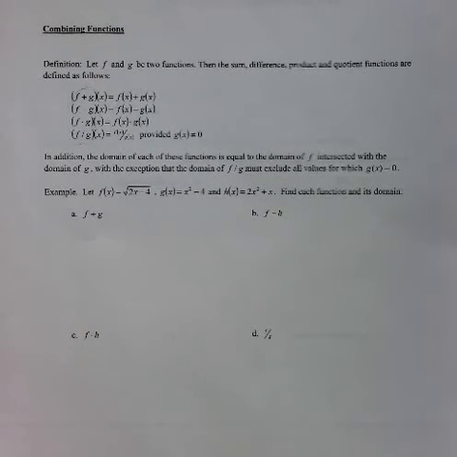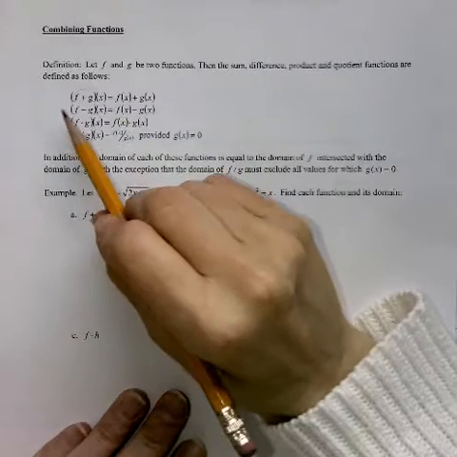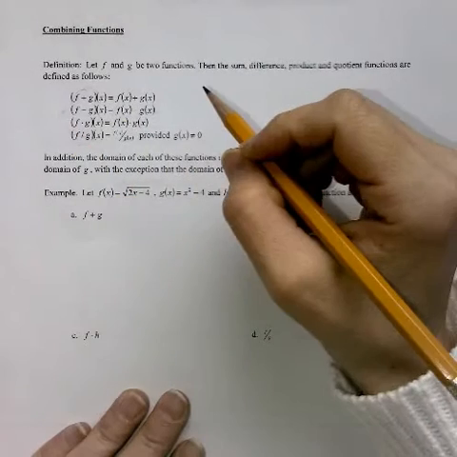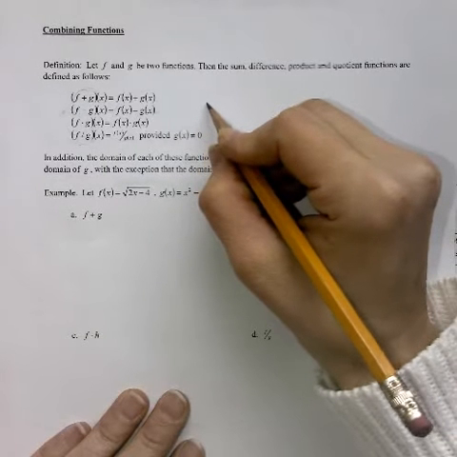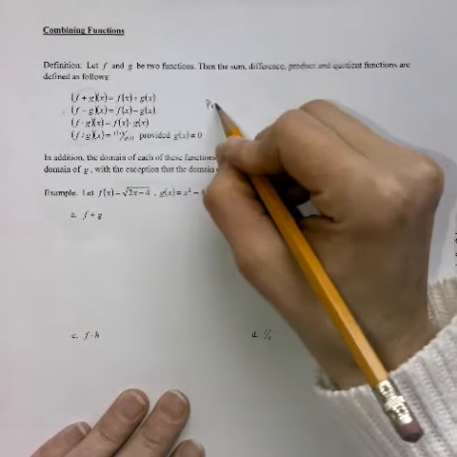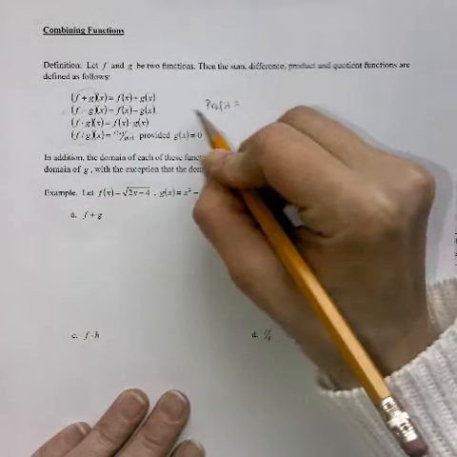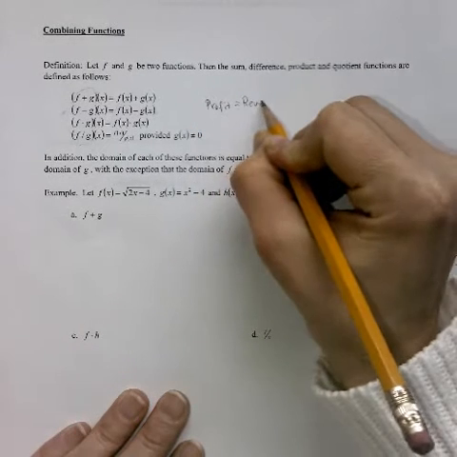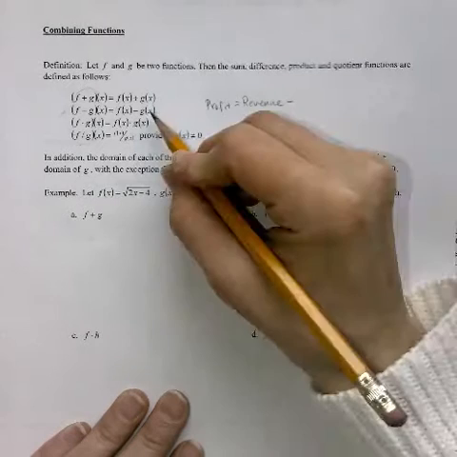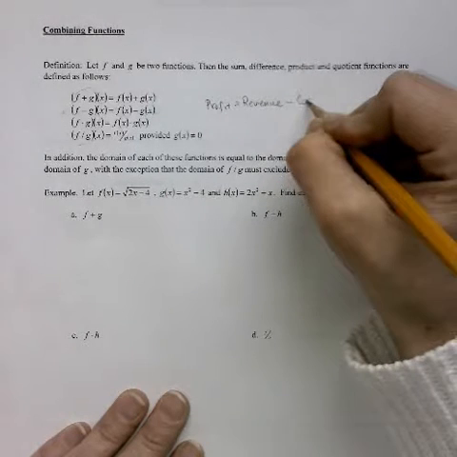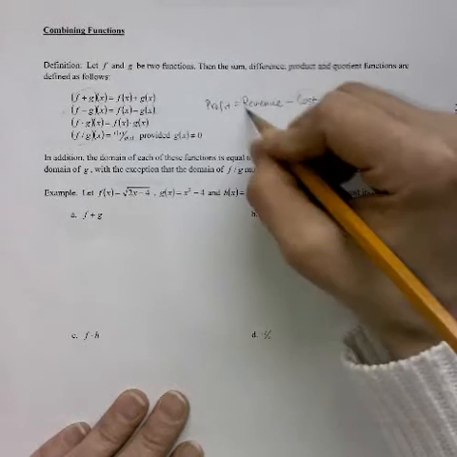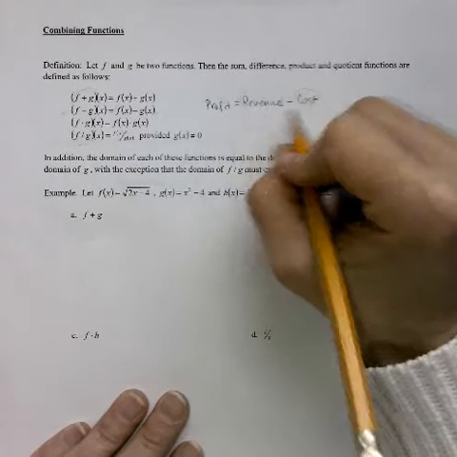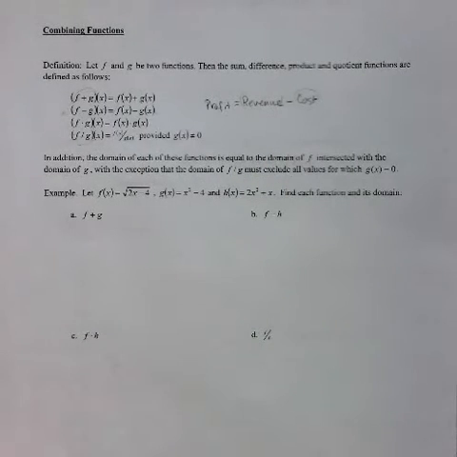A really common example of the difference function would be in business when you want to find your profit. You might have a function that gives you your revenue, how much money you take in, and subtract your cost. So in business, you might have a cost function and a revenue function, subtract those, and that would give you your profit. So it's just writing a new function from two existing functions. And functions are just formulas, right?